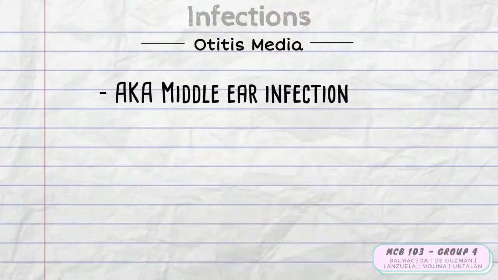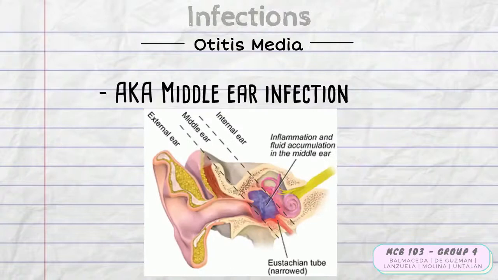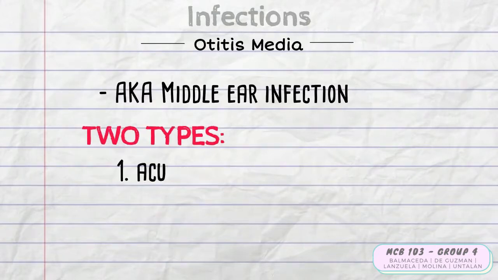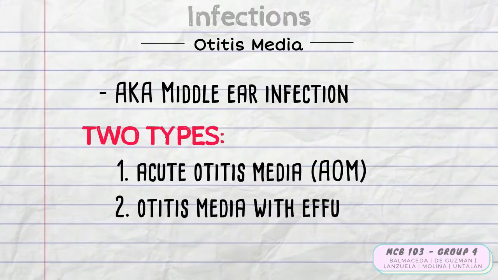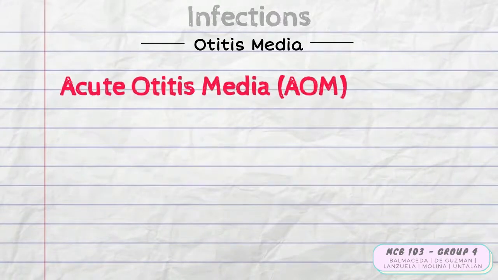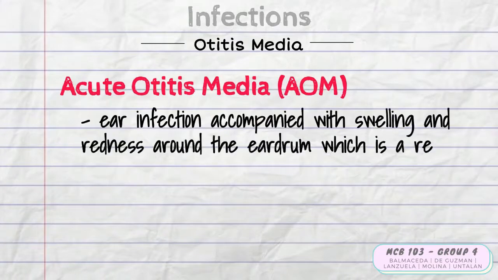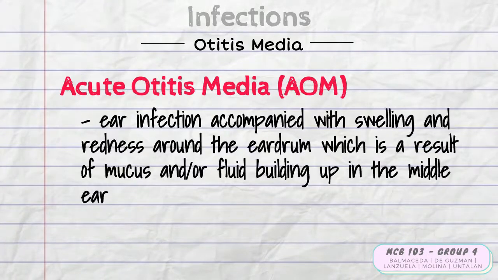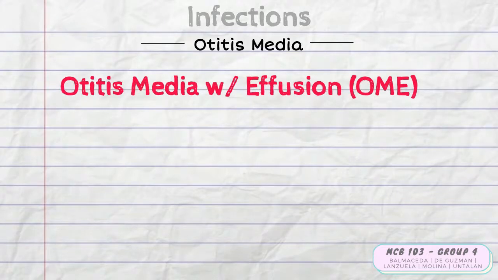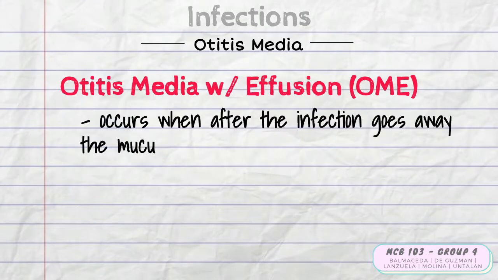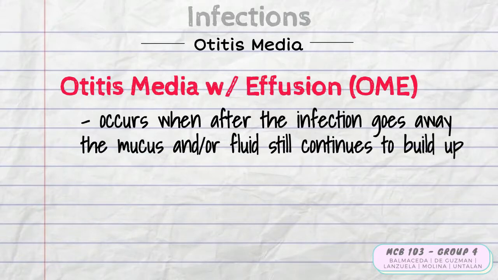Also called middle ear infection, it occurs when the air-filled area behind the eardrum becomes inflamed. There are two types of otitis media: acute otitis media or AOM, and otitis media with effusion or OME. Acute otitis media is a type of ear infection that is accompanied with swelling and redness around the eardrum, which is a result of mucus and/or fluid building up in the middle ear. Otitis media with effusion, on the other hand, occurs when after the infection goes away, the mucus and/or fluid still continues to build up. This actually causes the feeling of the ear being full.